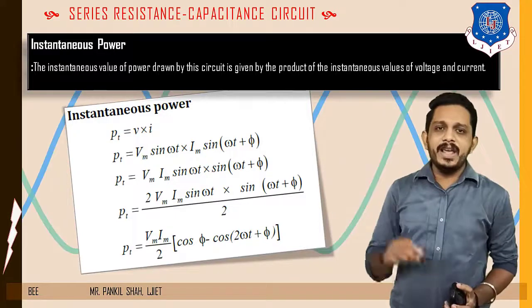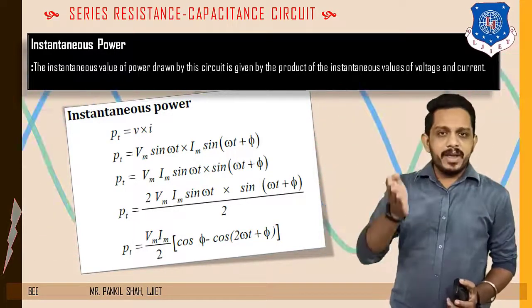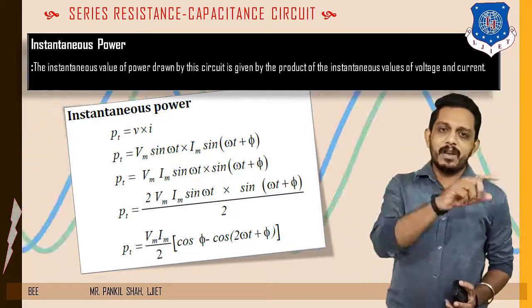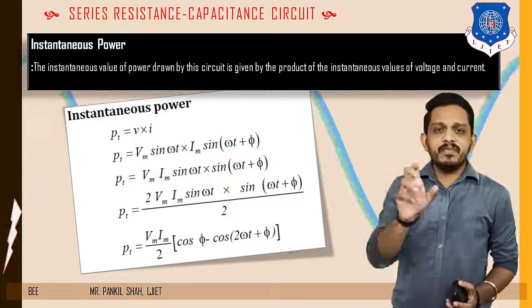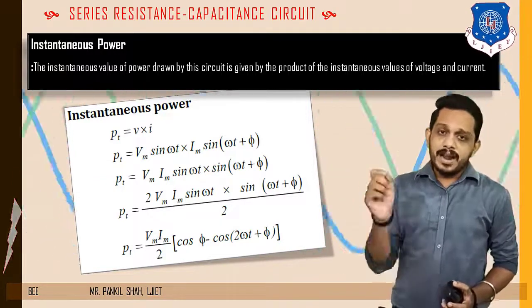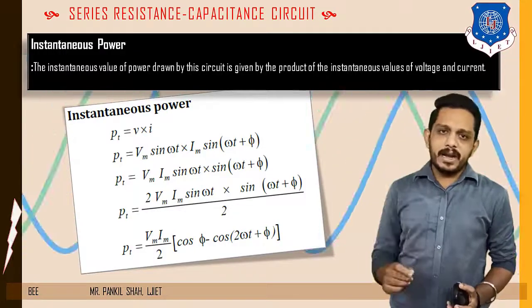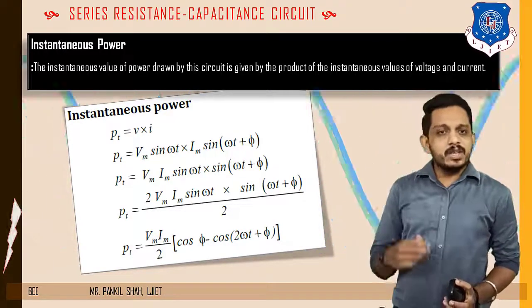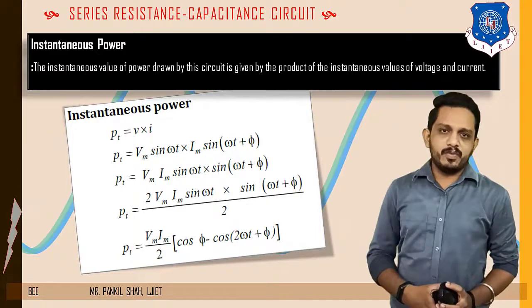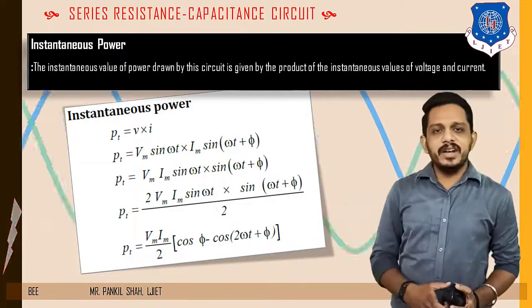In bracket it will be omega t minus, in bracket it will be omega t plus phi. So omega t will be cancelled out and there will be negative phi. But cos of negative phi will be cos phi, because cos is an even function. Now minus cos, we have to add this to the equation. So it will be omega t plus phi, so it will be 2 omega t plus phi. So this equation is nothing but the equation of our instantaneous power.